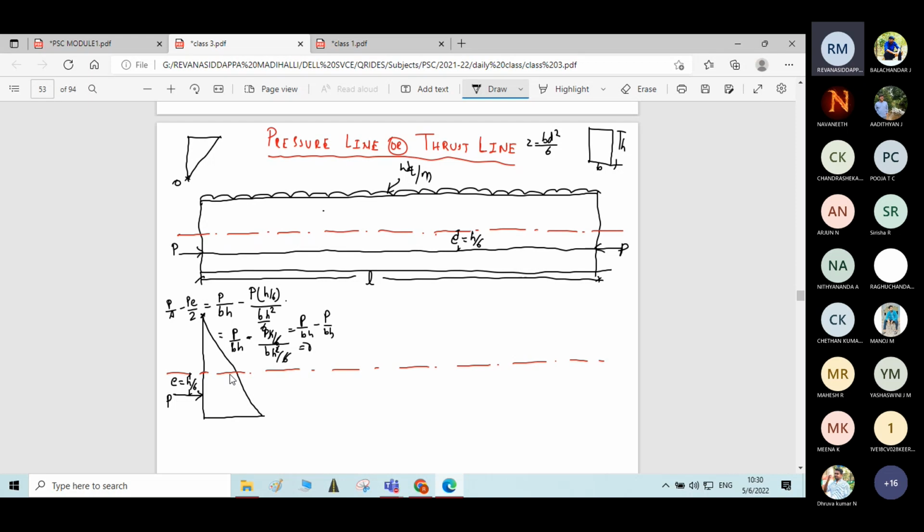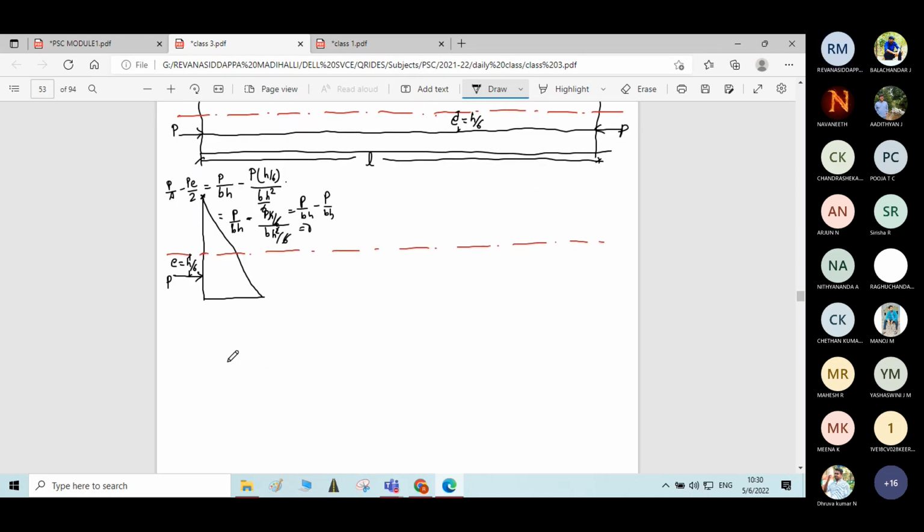Now, for this stress distribution diagram, if you locate the centroid, where will you get it? It is a triangle. For a triangle, the centroid is located at a distance of h by 3 from the bottom, which means that the prestressing force and the resultant thrust both will coincide at the support. Whatever P I have written here is the reacting thrust, and the P written here is the prestressing force acting on the beam. Thrust and prestressing force both coincide at the support section. I hope you understood.